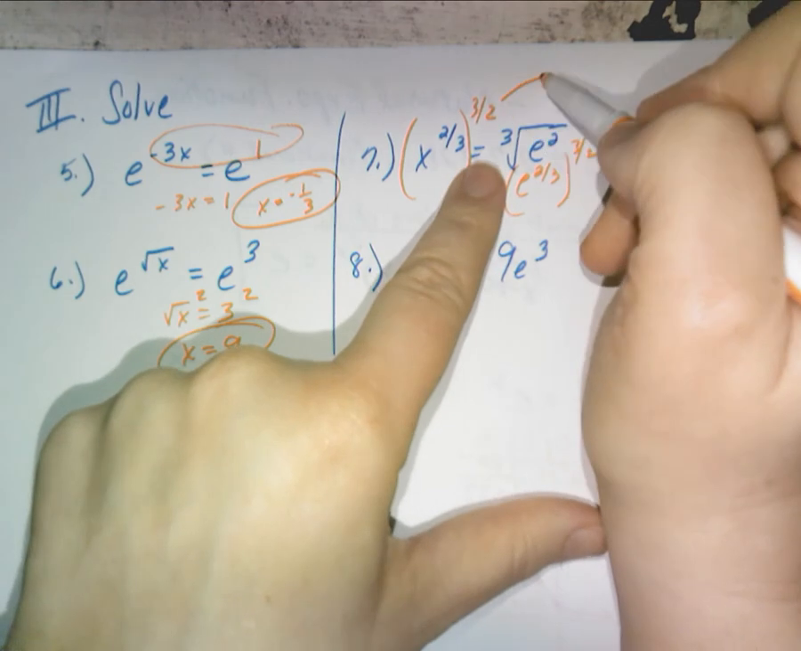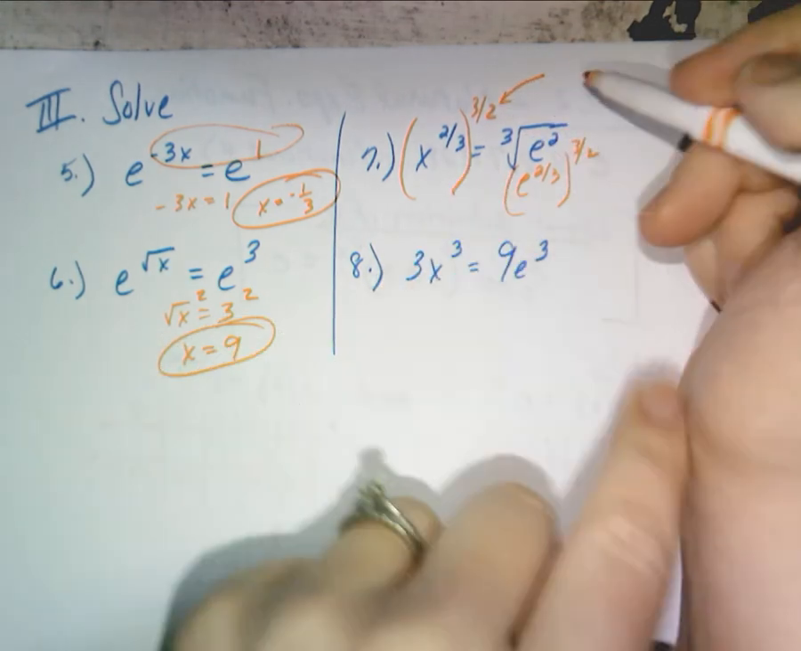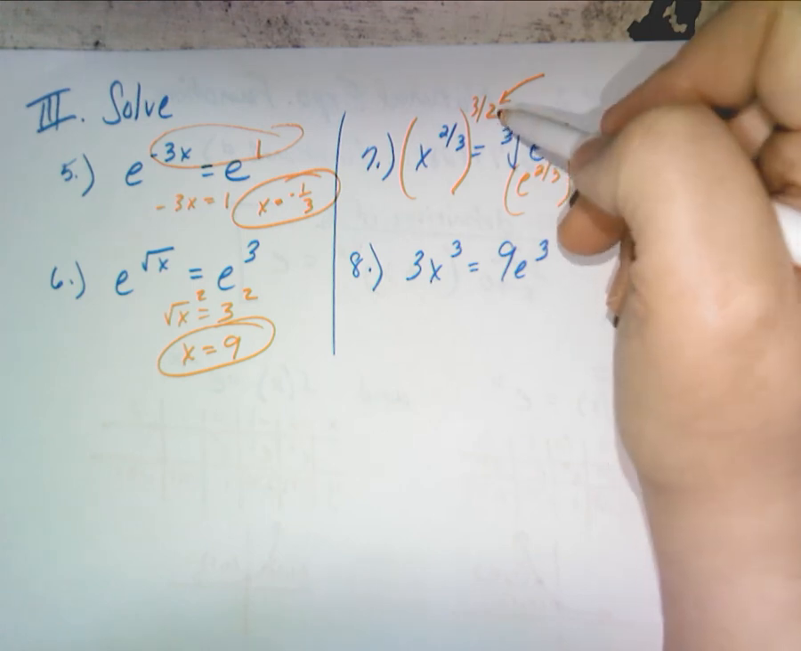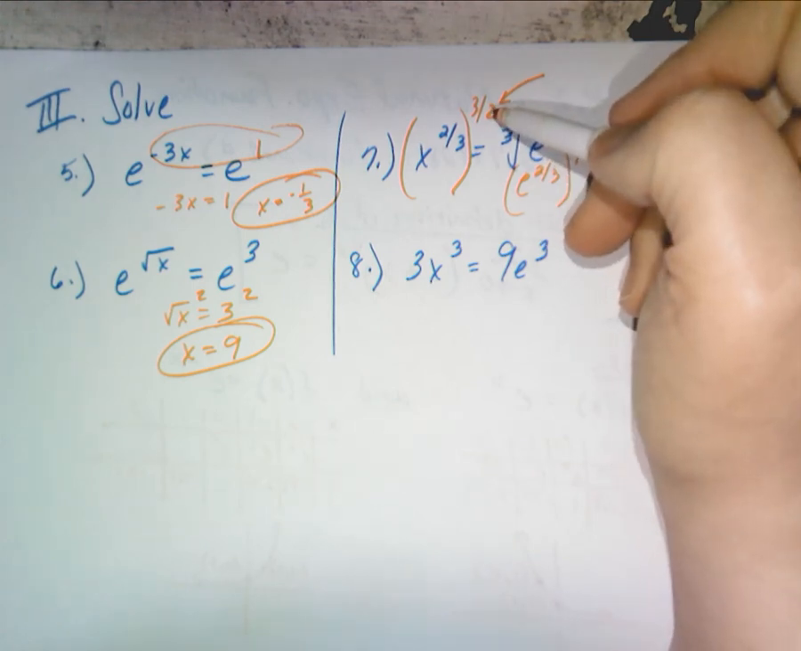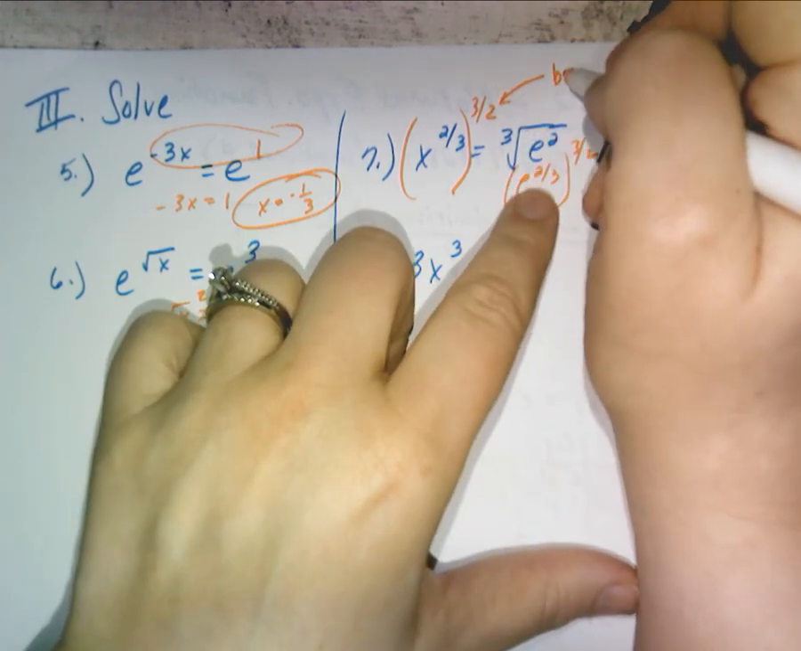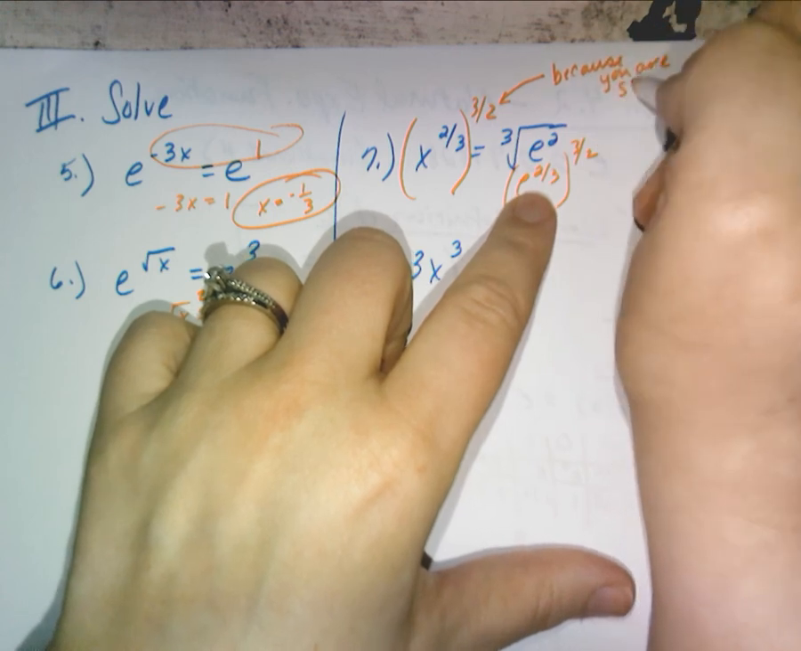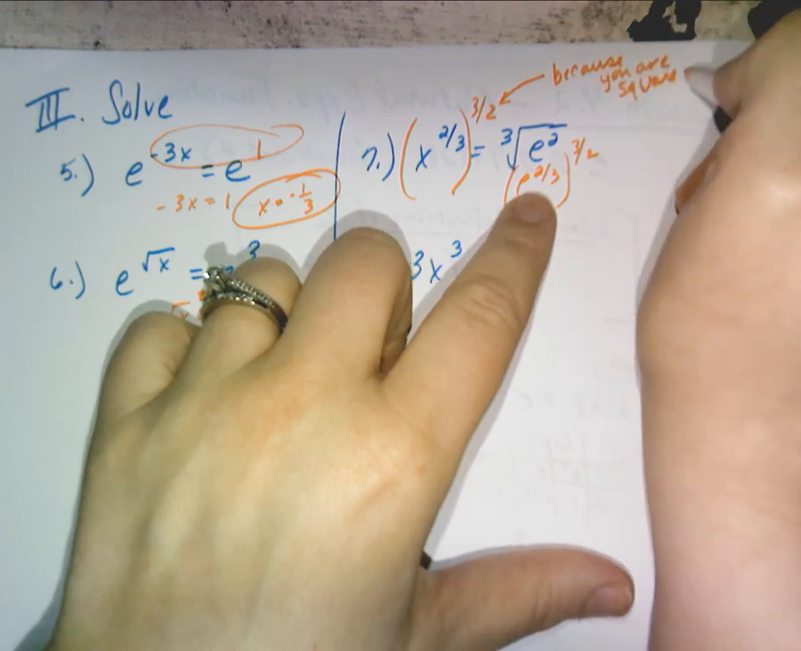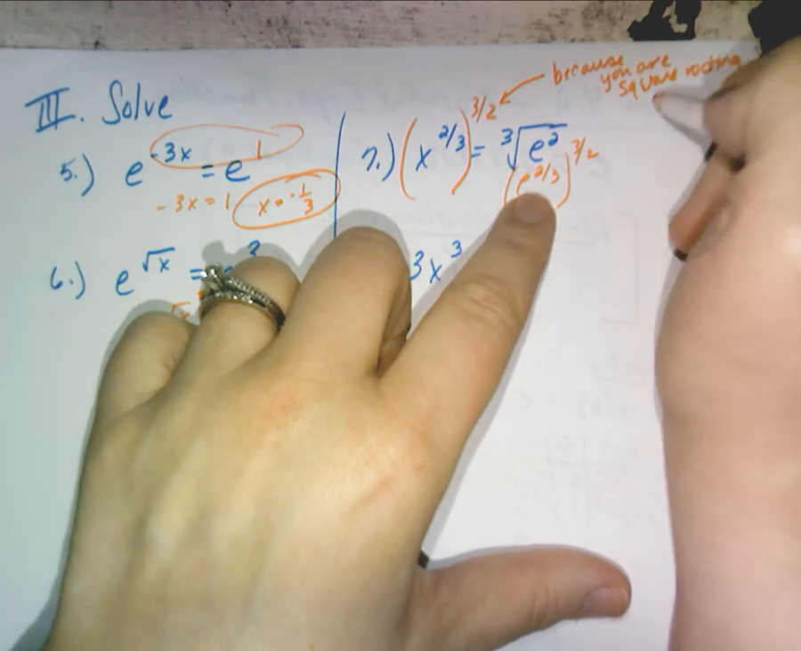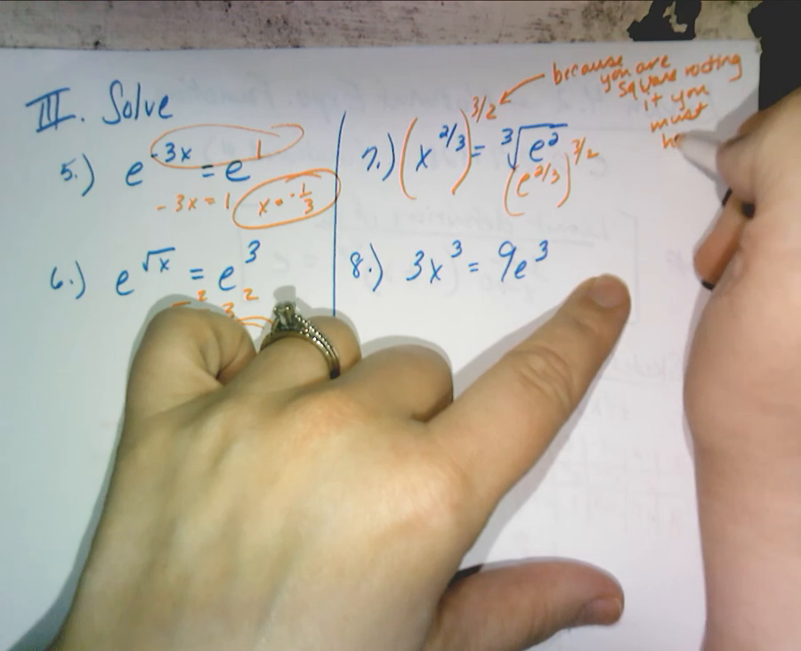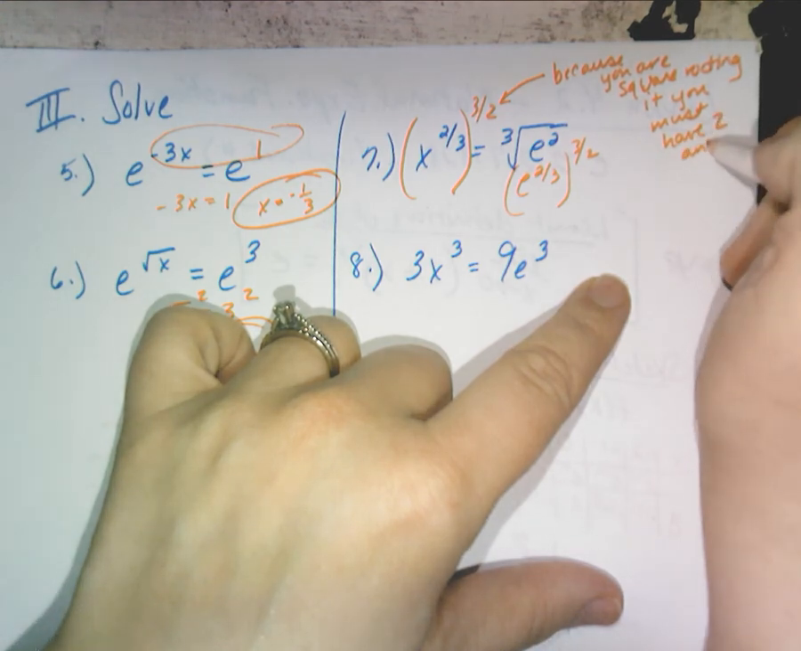When you raise it to an even power, you're taking a square root, right? 1/2 is a square root. Anything with a half or a fourth, that's an even root. So write this down. Because you are square rooting, you must have 2 answers.